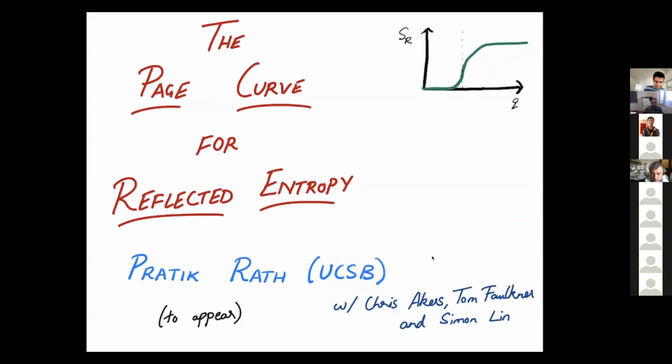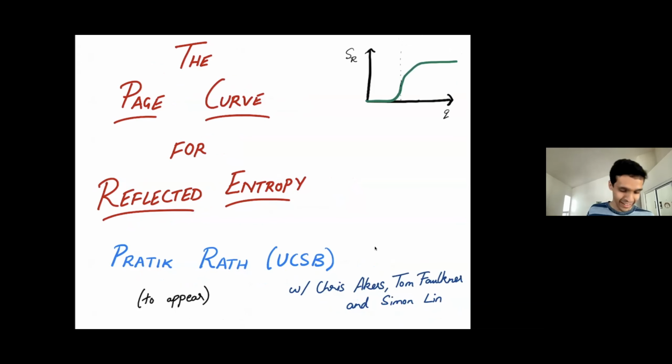Okay, thank you so much for the invitation. As you said, hopefully it'll be in person someday, but for now we'll have to do with Zoom. So what I'd like to tell you about is some work that's been ongoing for a long while now with my collaborators, Chris Akers, Tom Faulkner, and Simon Lin. And we like to call it the page curve for reflected entropy.